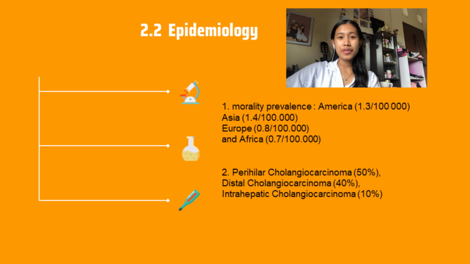Each type of cholangiocarcinoma also differs in frequency. For example, out of 100% of cases, 50% are perihilar cholangiocarcinoma, followed by distal cholangiocarcinoma at 40%, and the rest is intrahepatic cholangiocarcinoma. That's all about the definition and epidemiology.